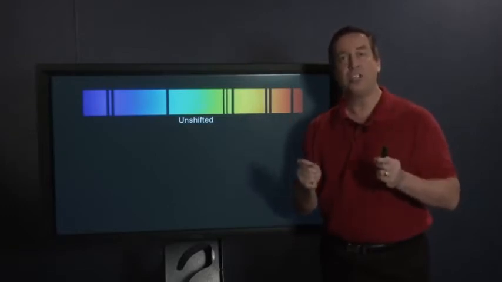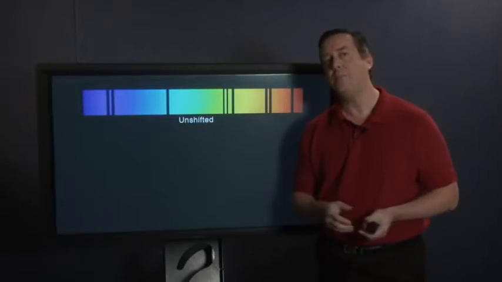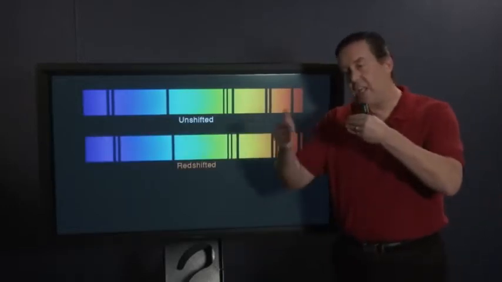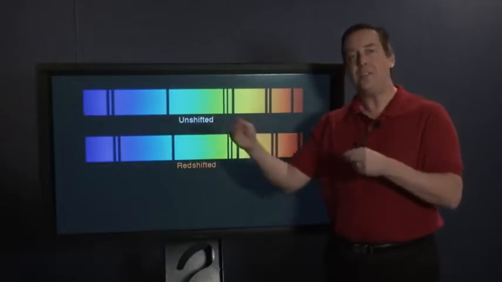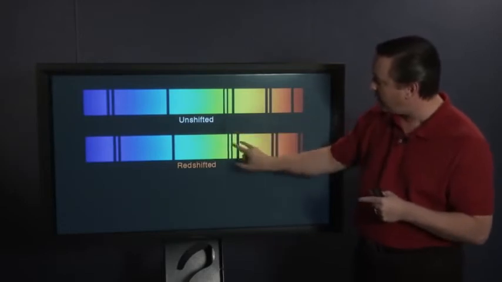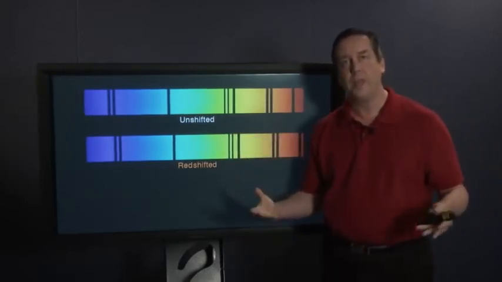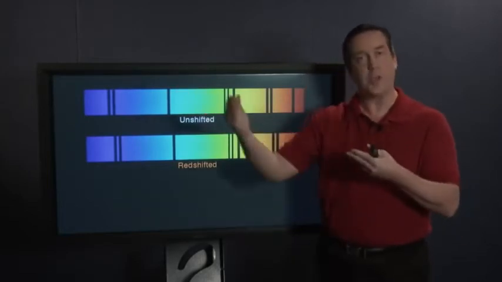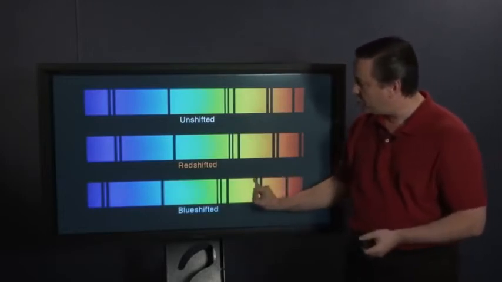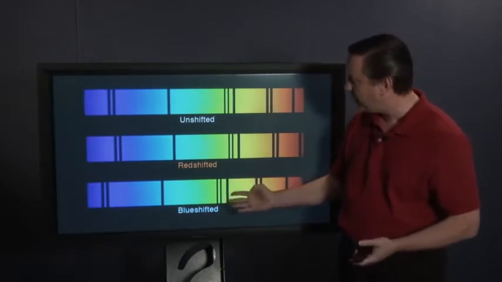Now, these markers can change when the object is in motion. If the object is moving away from us, then the light will get stretched, the wavelengths will go to longer wavelengths toward the red end of the spectrum, and all of these markers will shift towards the red. We call that redshifted. Oppositely, if the object is coming toward us, the wavelengths will be scrunched, and the markers will move to shorter wavelengths toward the blue end of the spectrum, and of course we call that blueshifted.